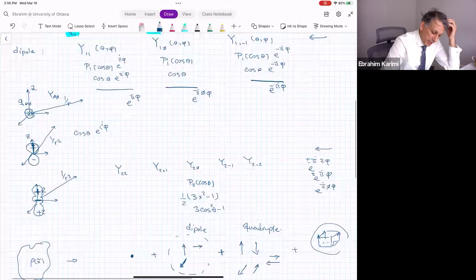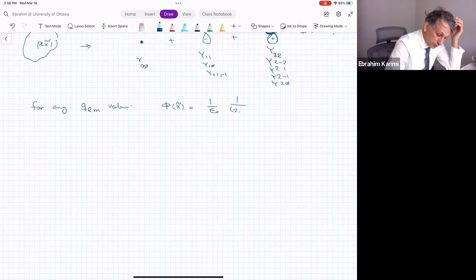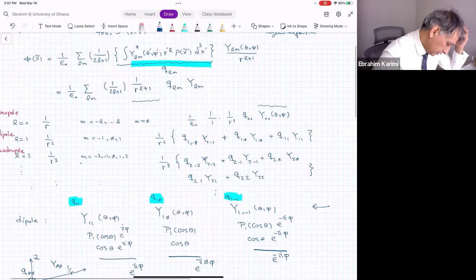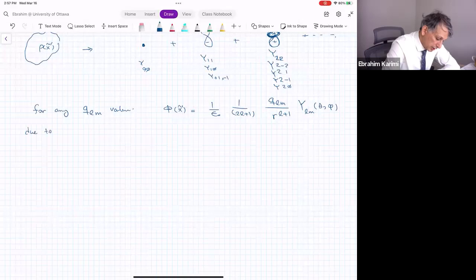So indeed, for any, let's say, QLM value, the potential at x is 1 divided by epsilon 0, 1 divided by 2L plus 1, times QLM divided by r to the power of L plus 1, and then we had YLM of theta and phi. If I'm not mistaken, that will be the result. Yes. Okay. So that is the expression that you have due to the QLM contribution.